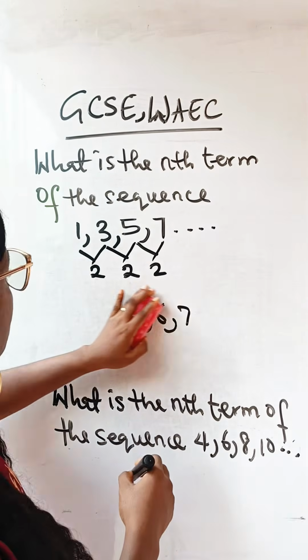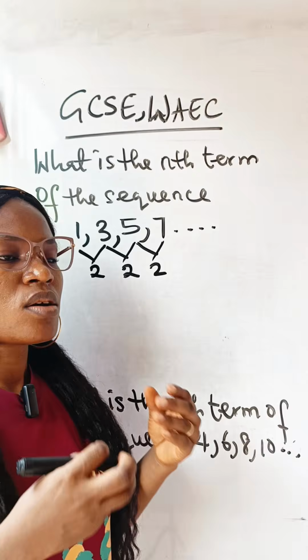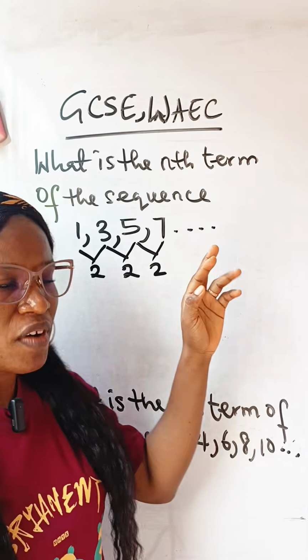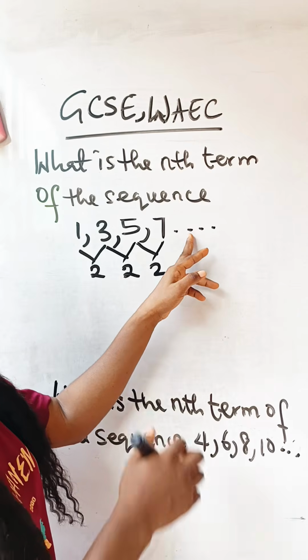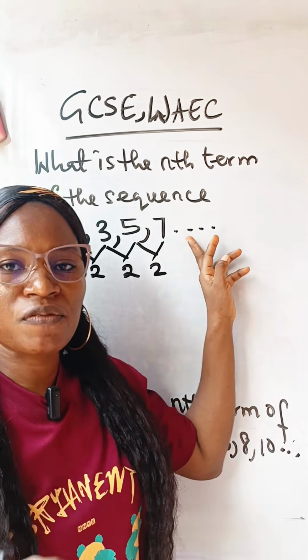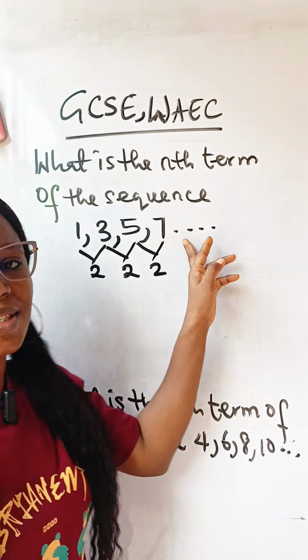Now the question is asking us to find the nth term of the sequence. They are trying to tell us the formula that we can use to find any term in this sequence. For example, if I ask you to give me the 5th term, this is the 1st term, 2nd term, 3rd term, 4th term. If I ask you for the 5th term, you can easily tell me that the 5th term is 7 plus 2, which is 9.